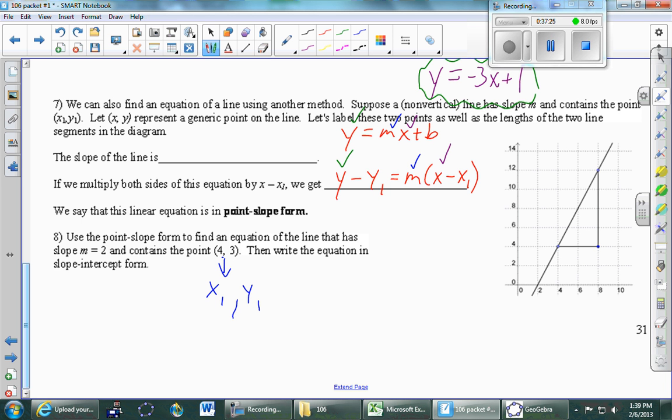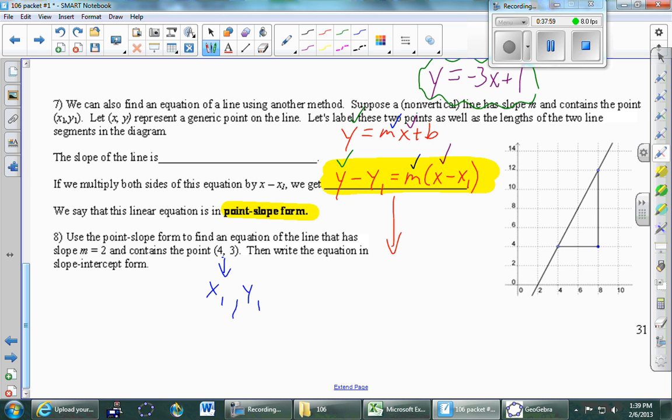So I want to see that second red equation there in action. So let's start plugging into that equation. We'll go to number 8. We'll get our next reader. Michelle, can you read number 8, please? Thank you. Okay, so point slope form is this brand new one right here. And let's go ahead and use it.